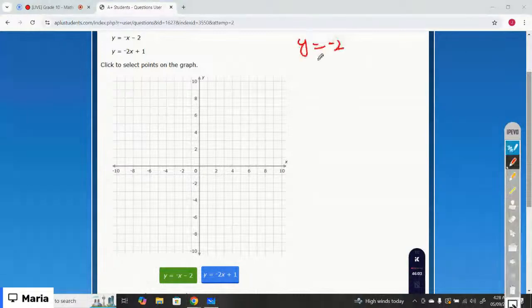The y-intercept is -2 and the slope is -1, right? So here is -2, right? Move left and up one.